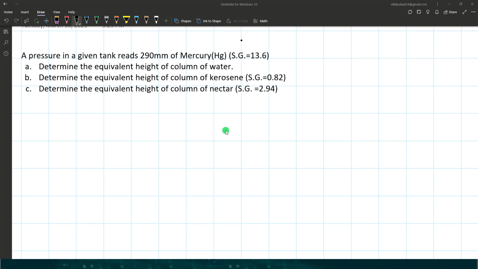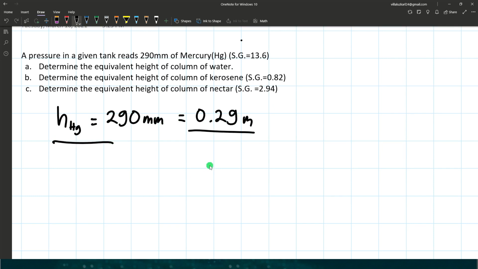So the pressure reading here is 290 mm of mercury. So it means that we have a pressure head of mercury, which is equal to 290 mm, or in meters, divided by 1000, we have 0.29 meters of pressure head on the top. So we have specific gravity of 13.6, specific gravity of mercury. The first required is to determine the equivalent height of column of water.